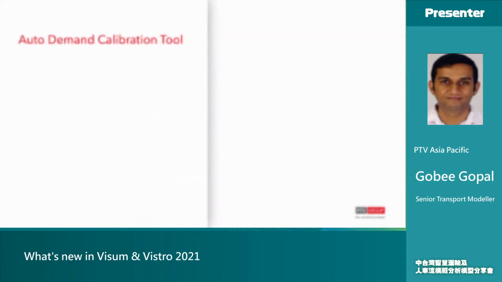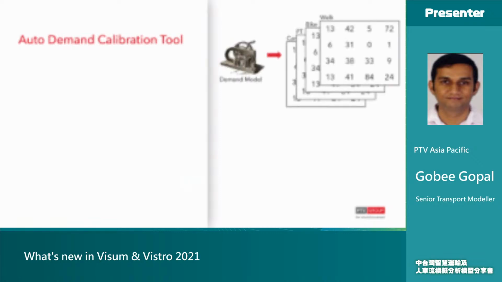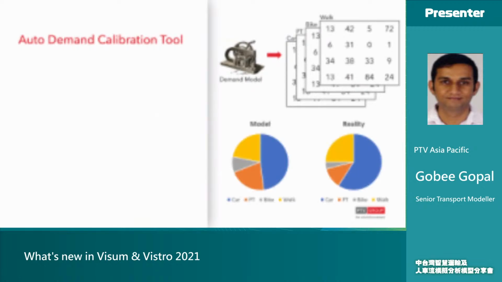Then the fourth feature which has been added into Vision 2021 is auto demand calibration. So what is the auto demand calibration tool? Some of you know demand models, which involve trip generation, trip distribution, and mode choice. As we all know, a demand model is more or less a machine which produces three matrices, for example one matrix for each mode. So in here, walk, bike, public transport, car.